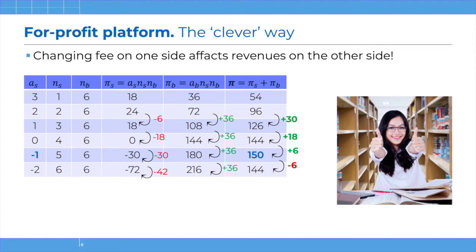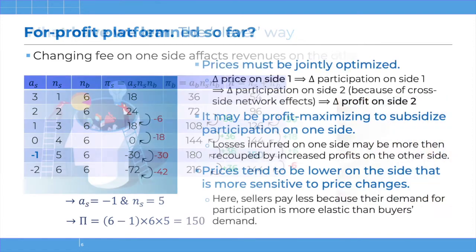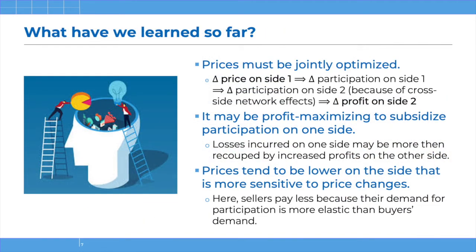Okay, so here the profit maximizing structure of fees, combination of fees, and you need to think in terms of fee structure, the profit maximizing one is such that AS should be equal to -1, which leads to 5 sellers joining the platform and a total profit of 150. Okay, so let's take stock of what we've learned so far.